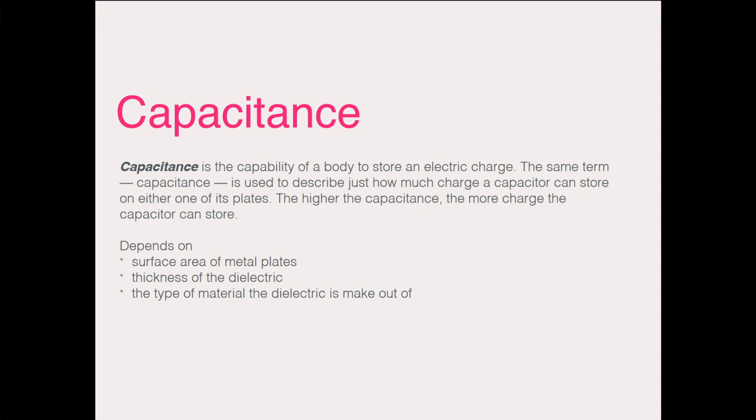Capacitance is something we've played with in class. You've attached your capacitive touch sensors, and we've looked at tinfoil and other objects which can hold charge, such as the human body. The level of capacitance talks about how much charge something can hold. It depends on the surface area of the metal plates of the capacitor, the thickness of the dielectric, and the type of material the dielectric is made out of, because dielectrics, much like resistors, come in all kinds of different materials.